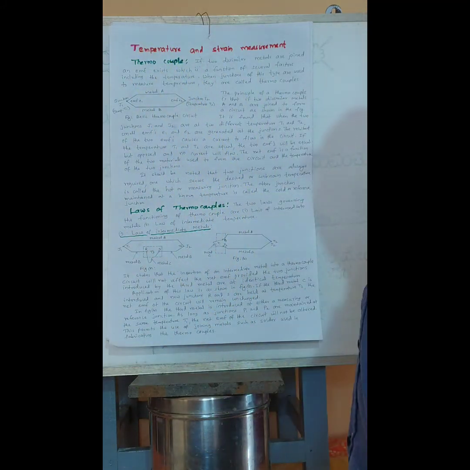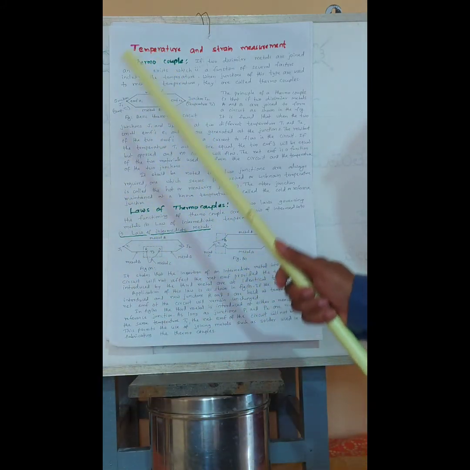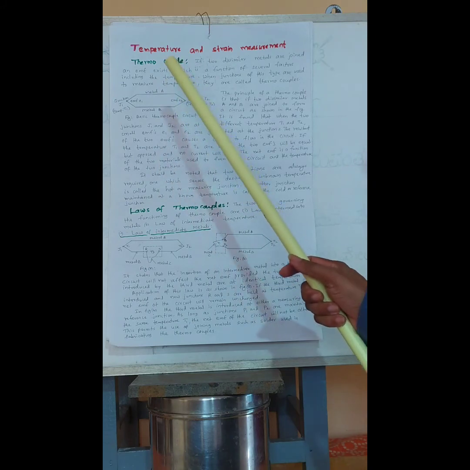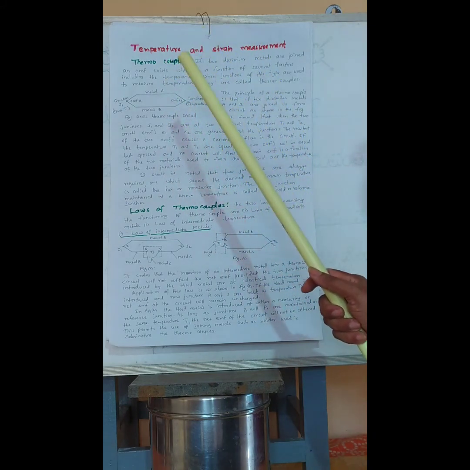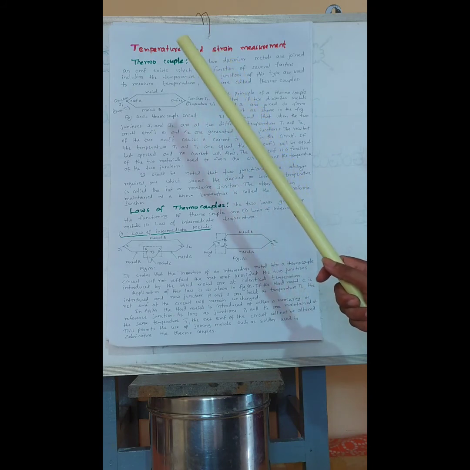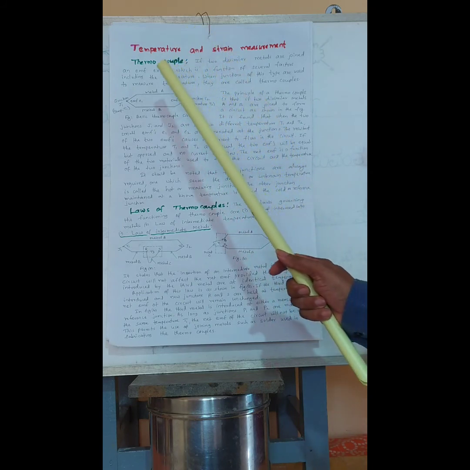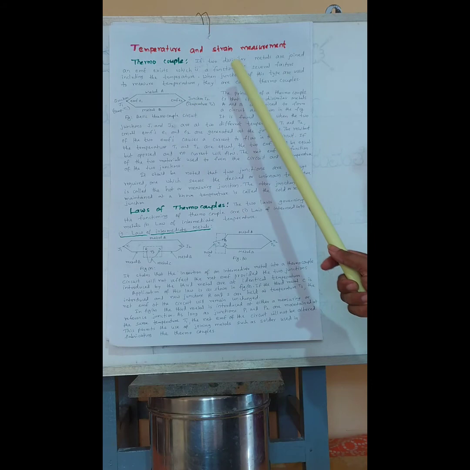So, how do you define a thermocouple? If two dissimilar metals are joined, an EMF exists, which is a function of several factors including temperature. When junctions of this type are used to measure the temperature, they are called thermocouples.